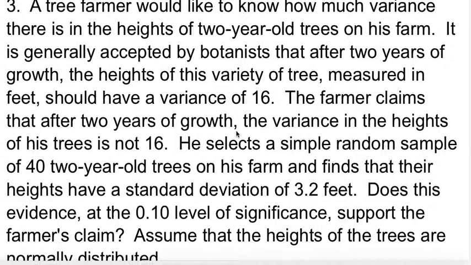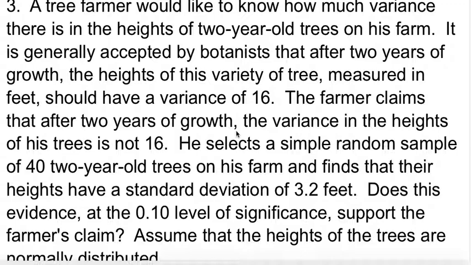Botanists generally say that after 2 years of growth, the heights of this variety of tree should have a variance of about 16 feet. The farmer claims that his variance is not 16. Now, he's not stating whether it's more or less than 16. He's just saying that it's not.